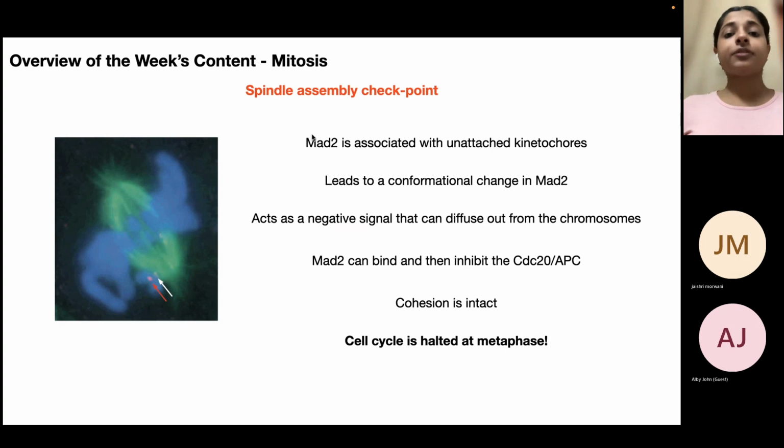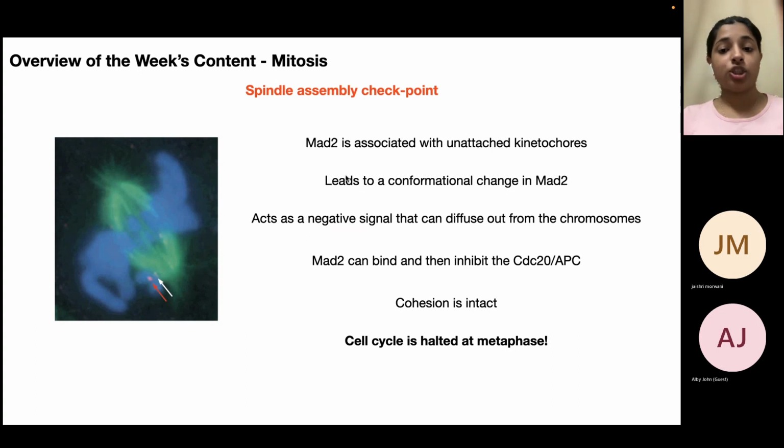Now, as we've seen, there are multiple checkpoints present throughout the cell cycle. One such checkpoint that plays a role in mitosis is the spindle assembly checkpoint. This checks whether the spindles are properly bound to the chromosomes, and whether the cell can now start separating the sister chromatids. One protein that plays a role in the spindle assembly checkpoint is MAD2. If you notice, the MAD2 marked in red over here is only associated with unattached kinetochores. Otherwise, it is not attached to the chromosomes that are already attached to the spindle pole.